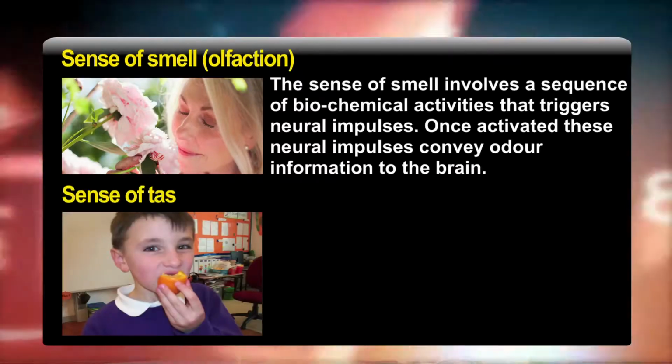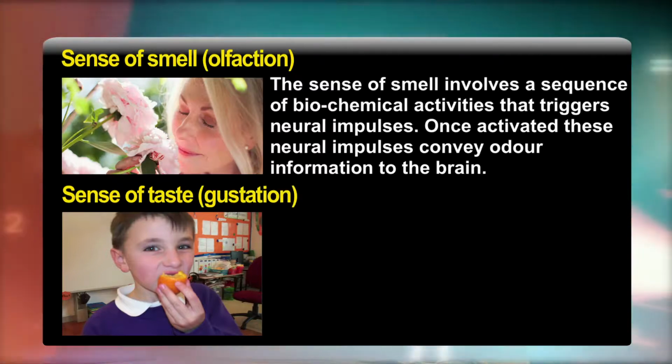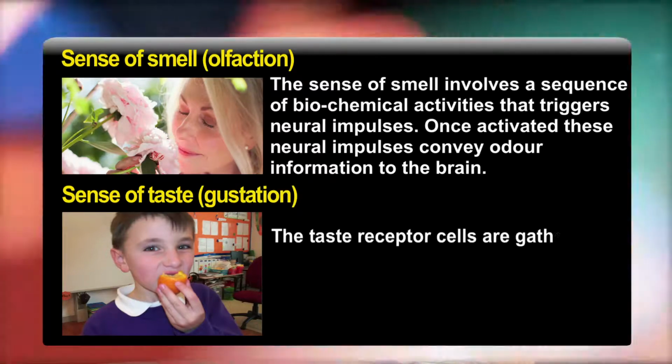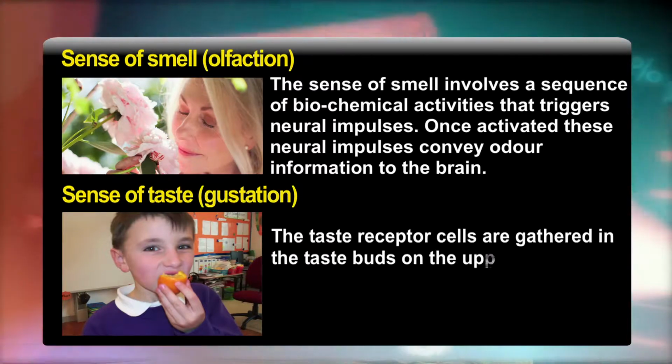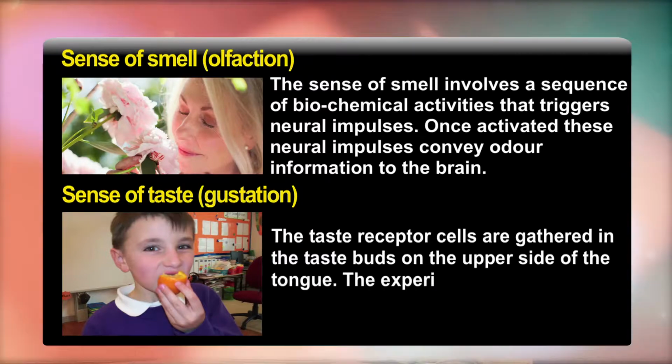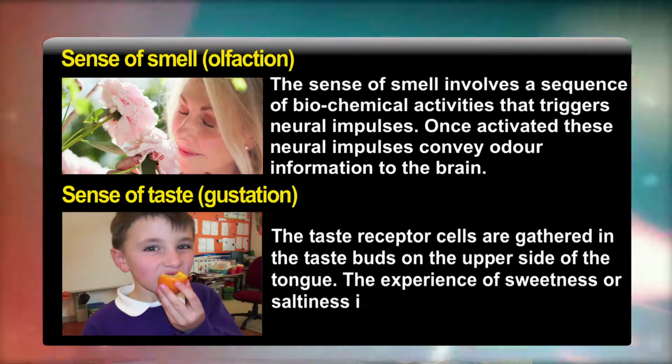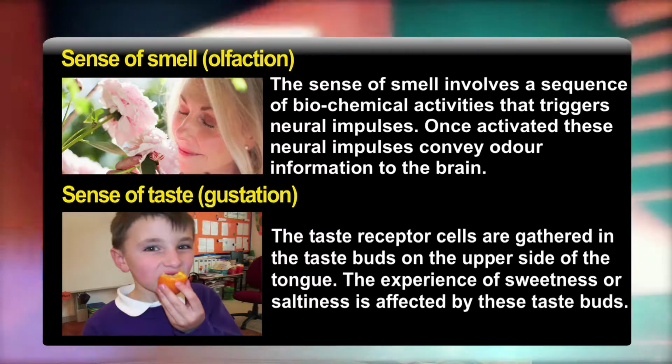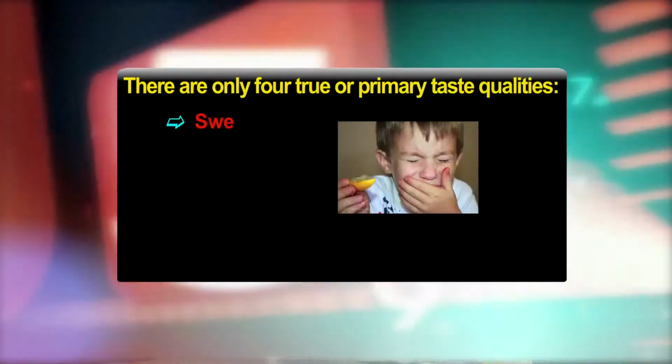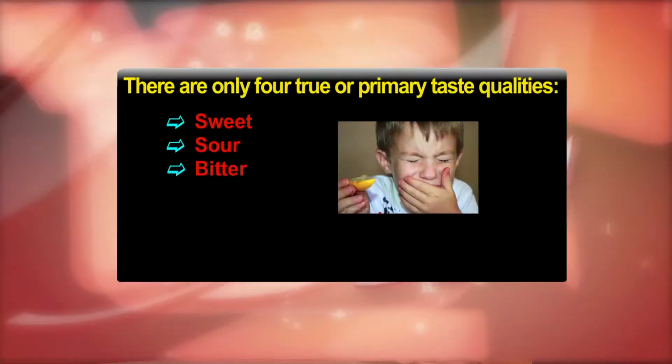Sense of taste, that is, gustation. The taste receptor cells are gathered in the taste buds on the upper side of the tongue. The experience of sweetness or saltiness is affected by all these taste buds. There are only four true or primary taste qualities: sweet, sour, bitter, and saline.